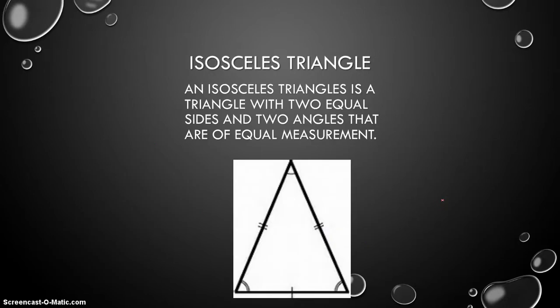An isosceles triangle. An isosceles triangle is a triangle with two equal sides and two angles that are of equal measurement. So if you look in your notes, an isosceles triangle is a triangle with blank. That would be 2.